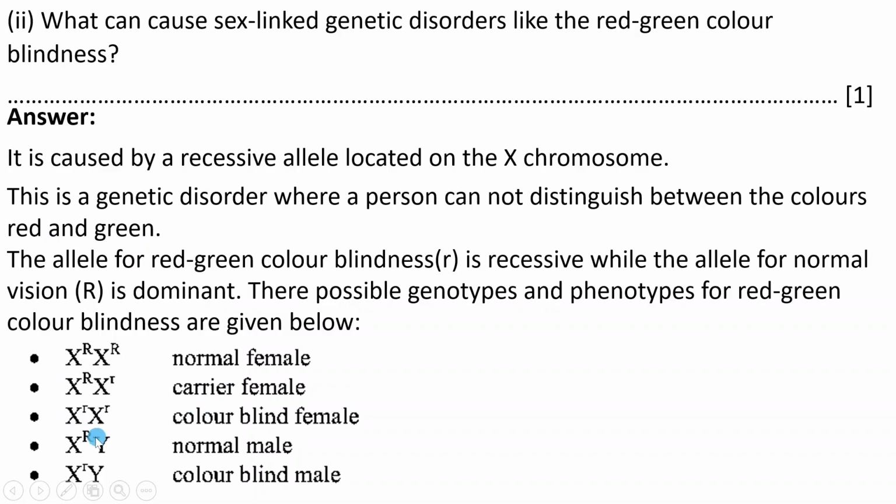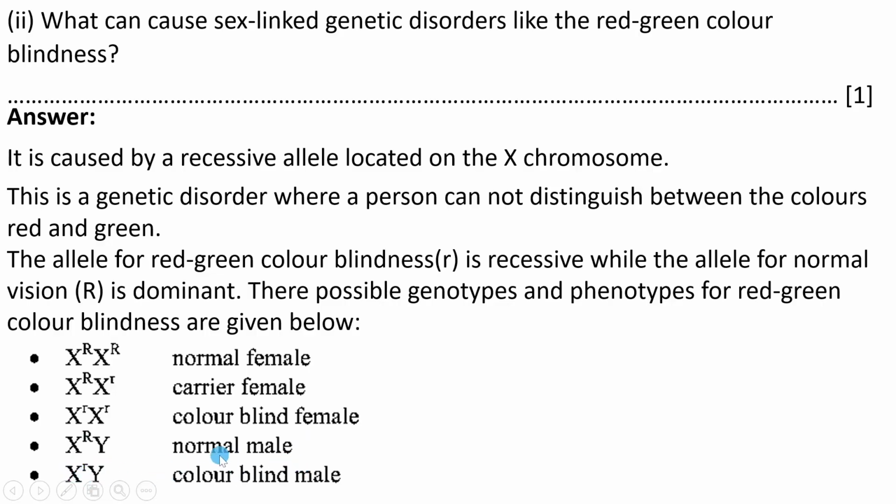But another female, if both genes have these recessive ones now, they've combined themselves together, meaning this female is color blind. So this is for color blind female. This female cannot see the difference between red and green. But for male XY, if you are carrying the capital, you are normal. If you are carrying the small letter, then you are color blind.